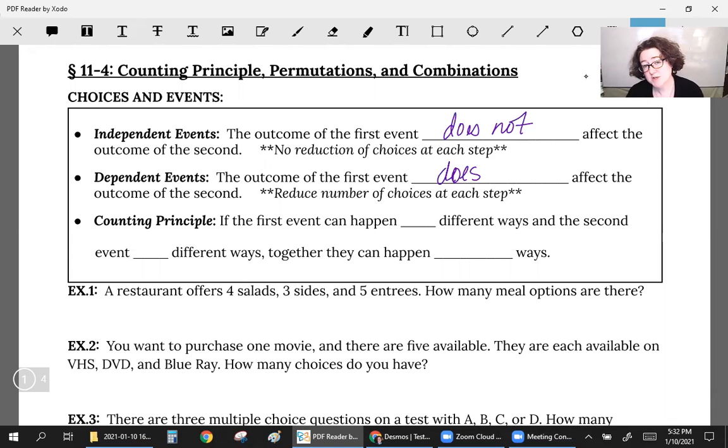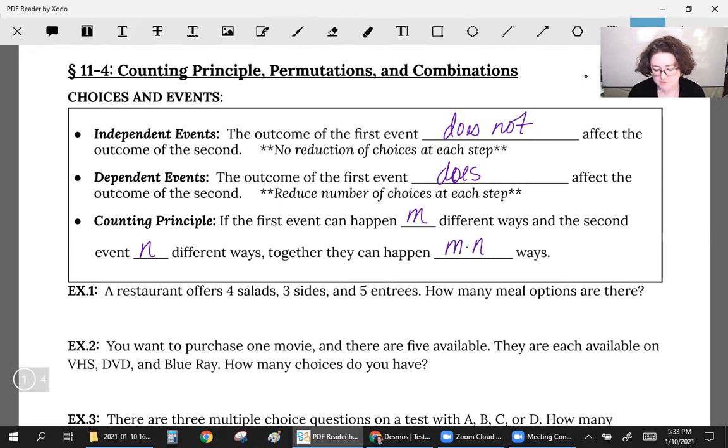Okay, so counting principle, which we'll also see in a few examples, just says that if we can have something happen in m different ways and something else that's associated with it can happen in n different ways, then the total number of combinations is going to be m times n. So actually, let's start with one of those examples.